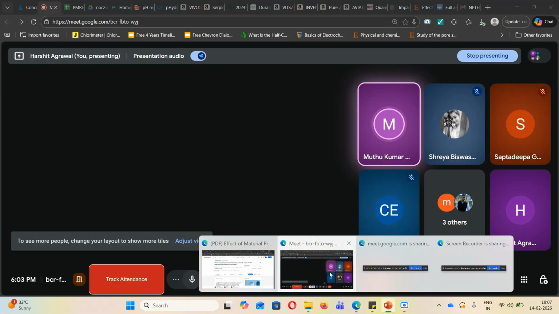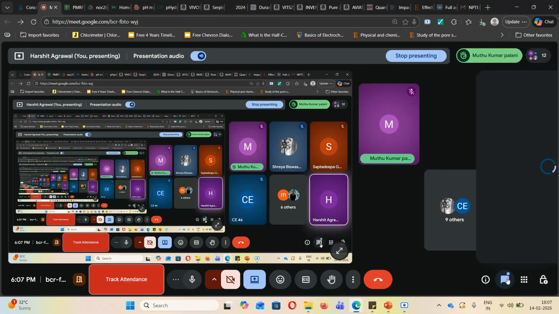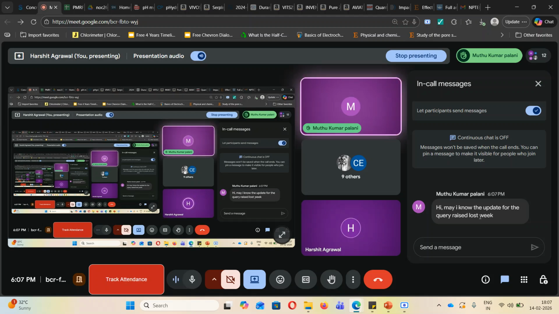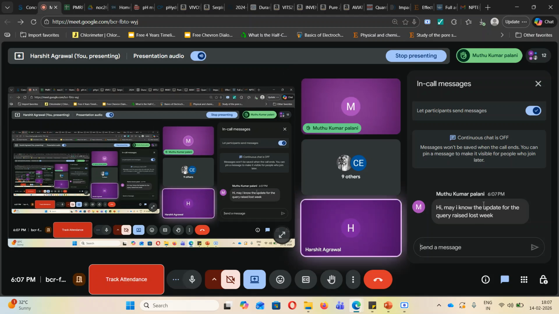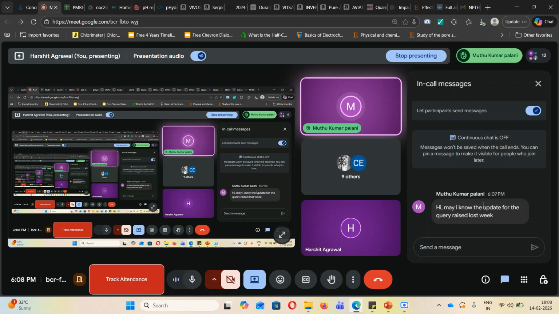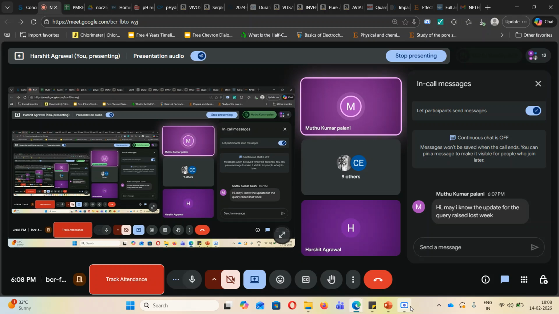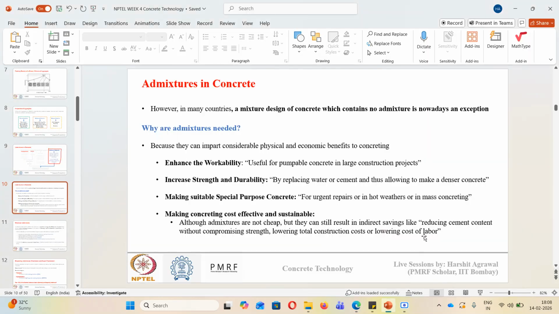Which query did you raise last week? It's the ranges you mentioned for the fineness formulas. I asked where it is mentioned exactly, which standard. I can see that query at the end of the session. Yeah, okay, for sure. Yeah, sure. Fine. Thank you.